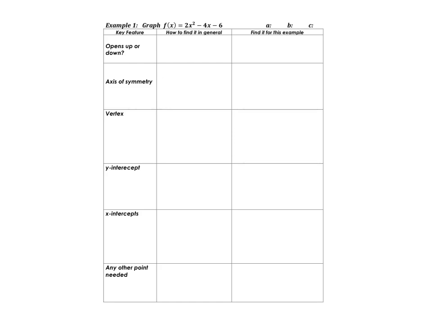In this video, we're going to talk about how to find key features of a quadratic graph so that eventually we'll be able to graph these. We're going to go over how to tell, just looking at the function equation, whether a parabola is going to open up or down, what the axis of symmetry is, and how to find the vertex.